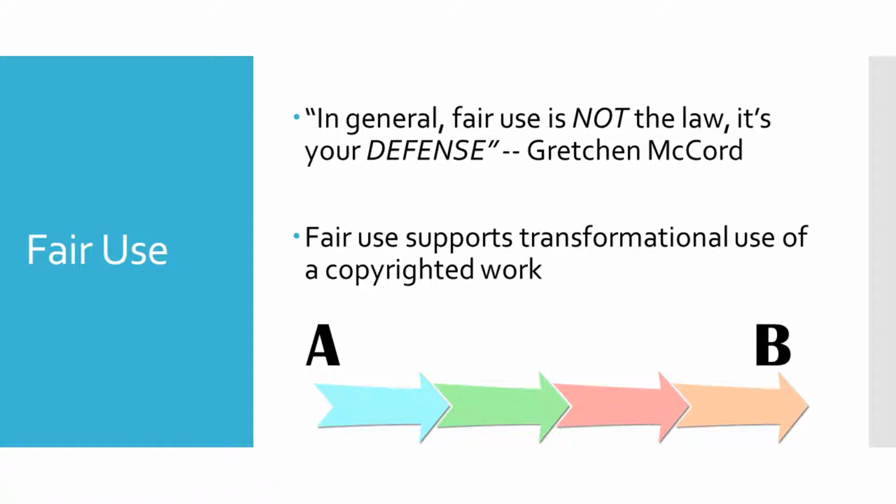What is fair use? Fair use is a legal doctrine that permits use of a work without permission of the copyright holder. Fair use supports transformational use of a copyrighted work. So making an exact copy of an item is not transforming it in any way. Transformational use will result in an item that is different from the original. So if you start with A, you cannot end with A. It has to transform into something different, like B.